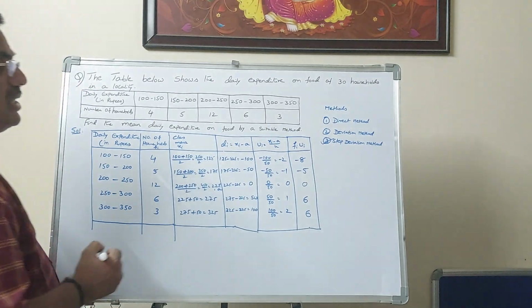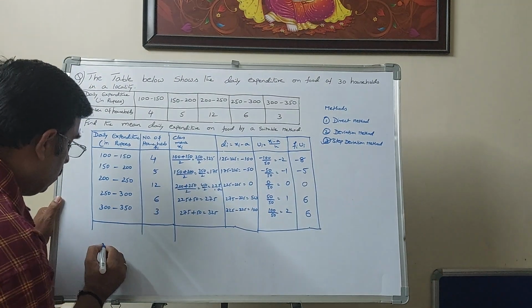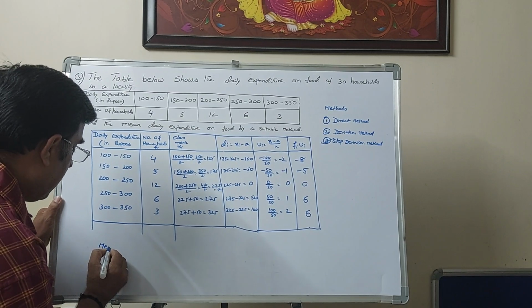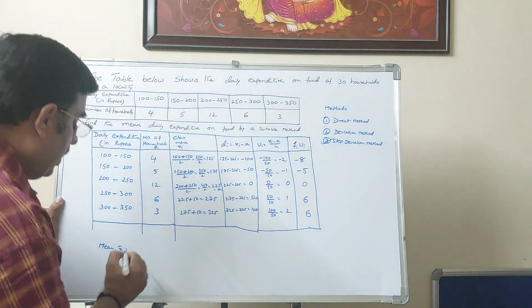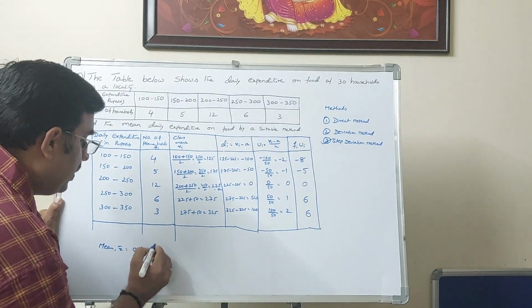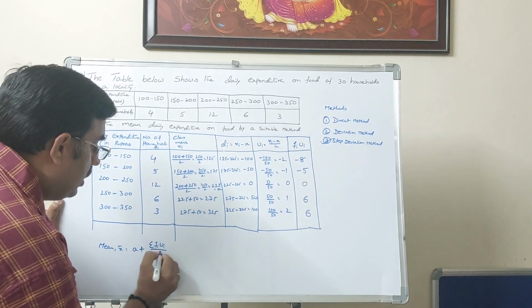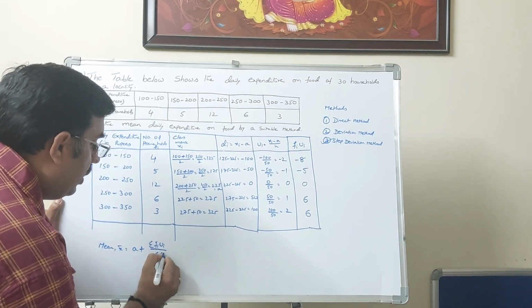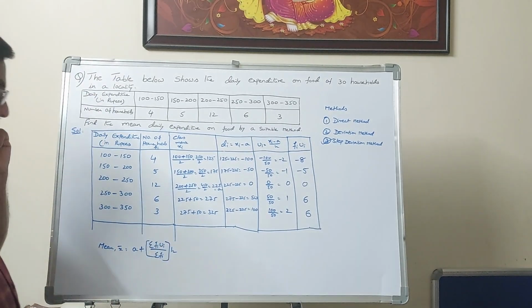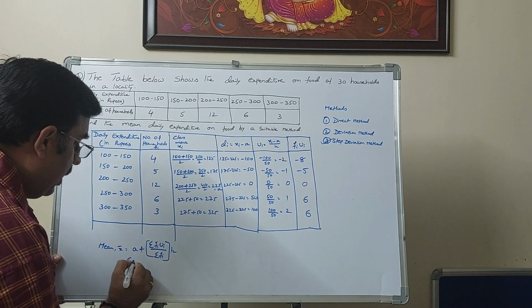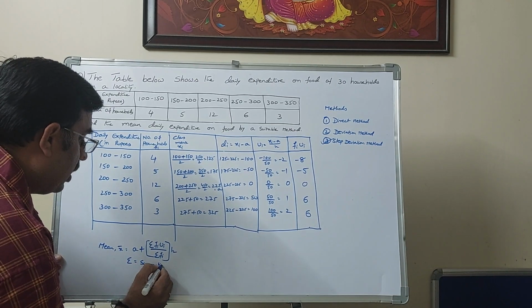Now, what is the formula for mean in the step deviation method? The mean, represented as x bar, is equal to a plus sigma Fi ui by sigma Fi into h. This is the formula we will use here. Sigma is nothing but the summation. Summation is adding all the numbers.